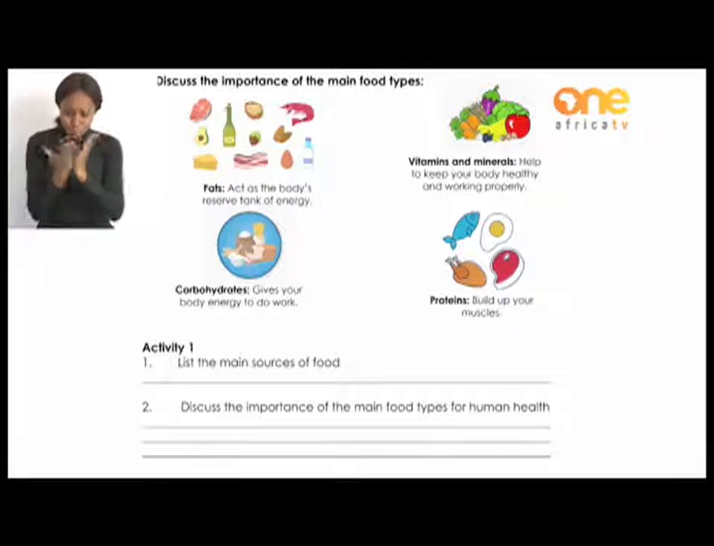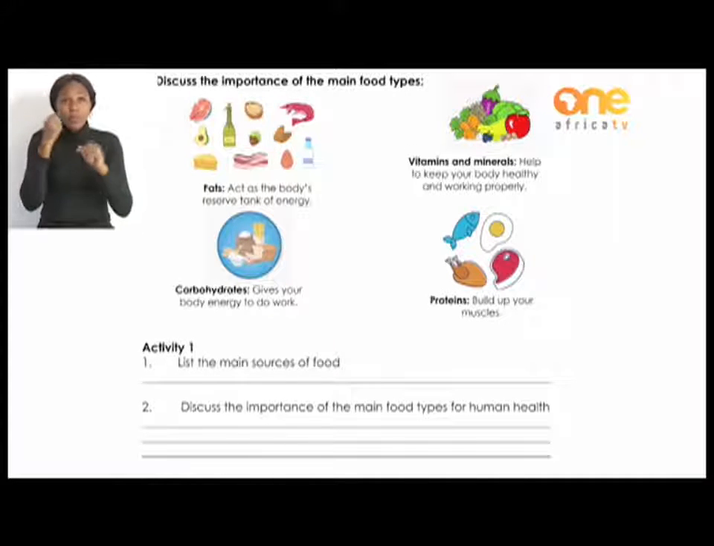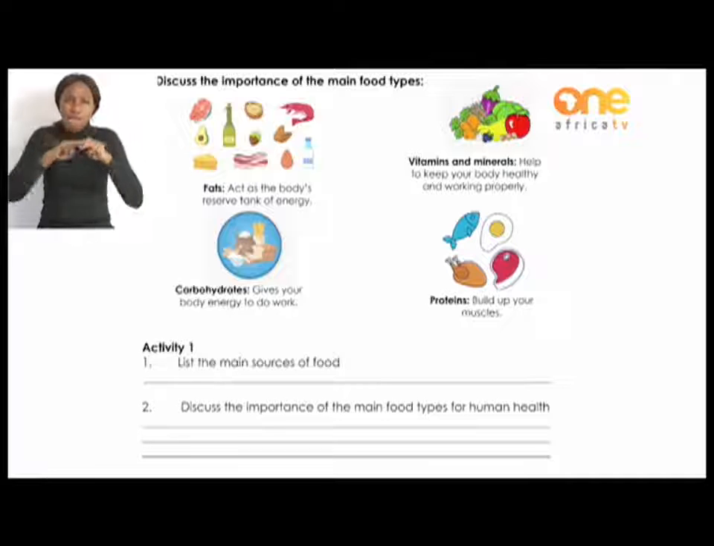Okay, so it is important to remember that there are 2 types of carbohydrates. We have simple carbohydrates and complex carbohydrates. Simple carbohydrates are found in fruit, and we can also call them simple sugars. So they give our bodies a fast supply of energy.